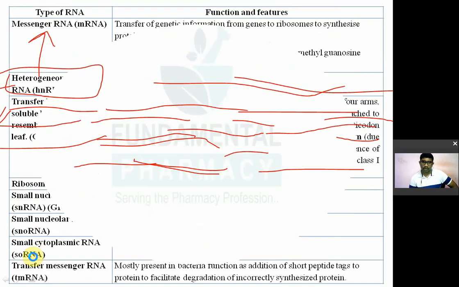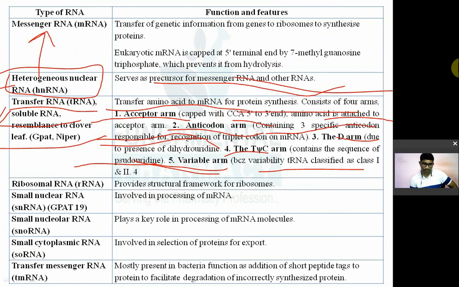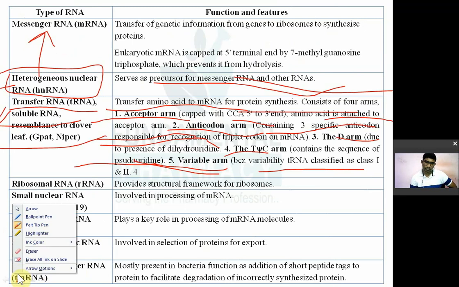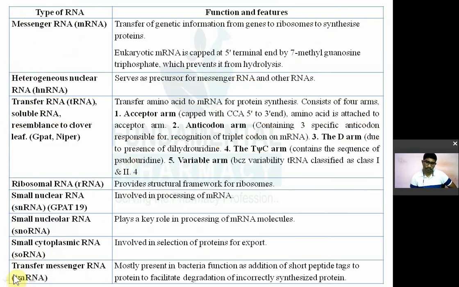Now next one is ribosomal RNA, called rRNA. So it is nothing but it will provide a structural framework for ribosomes. GPAT 2019 में क्वेश्चन आया था इसके ऊपर. स्मॉल न्यूक्लियर आरएनए, snRNA. So what is the function of it? It is involved in the processing of mRNA. mRNA का प्रोसेसिंग करेगा. सिंथेसाइज किया हुआ mRNA, इसमें कुछ मिस्टेक है, कुछ एरर्स आ गया तो वो करेक्ट करेगा. Small nuclear RNA, snRNA. GPAT 2019 में क्वेश्चन आ चुका है.